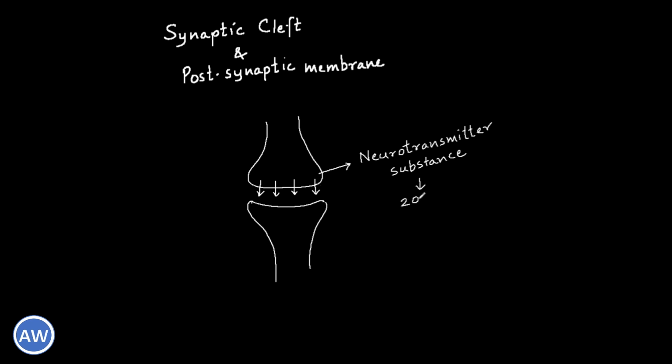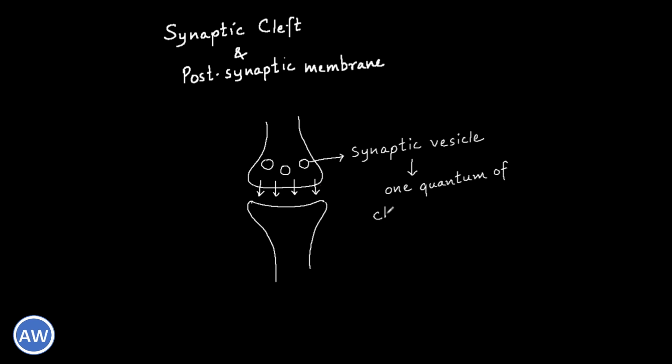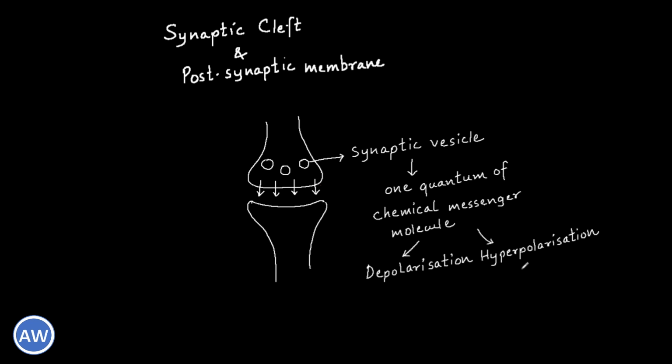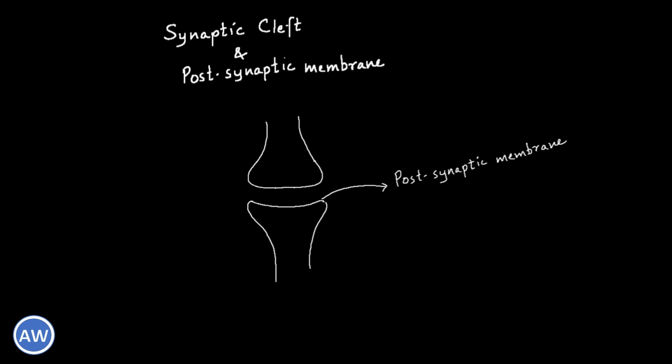As many as 20,000 molecules of these neurotransmitter substances is called a quanta. These molecules cross the synaptic cleft and bind to specific receptor molecules on the postsynaptic membrane. Each synaptic vesicle contains 1 quantum of chemical messenger molecules, which is the minimum amount necessary to precipitate a single postsynaptic event, either a depolarization or a hyperpolarization. The postsynaptic membrane is a region of the effector cell plasma lemma that is modified to receive and react to the neurotransmitters released into the synaptic cleft.